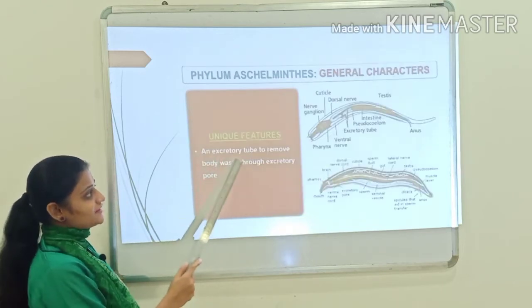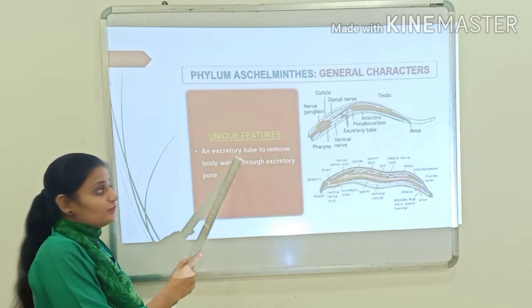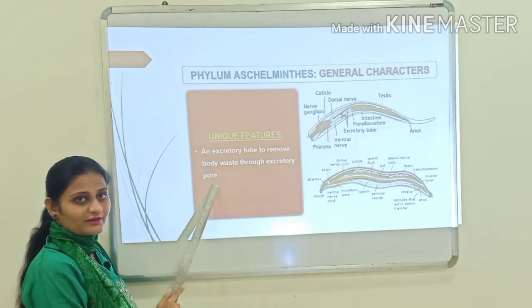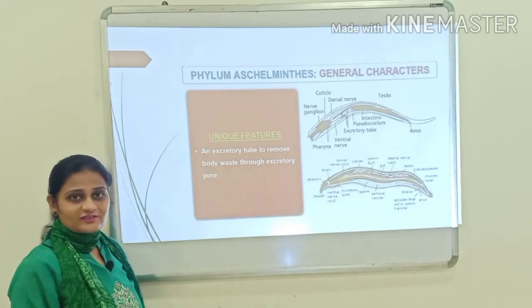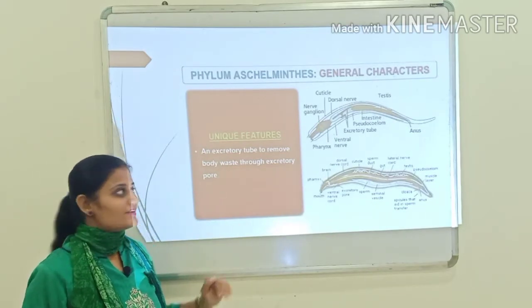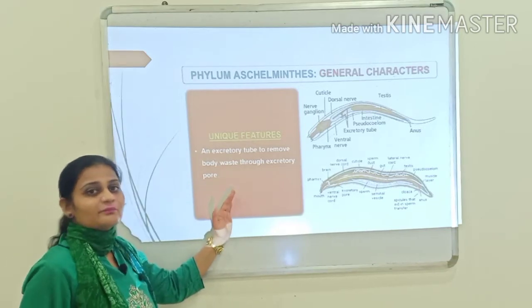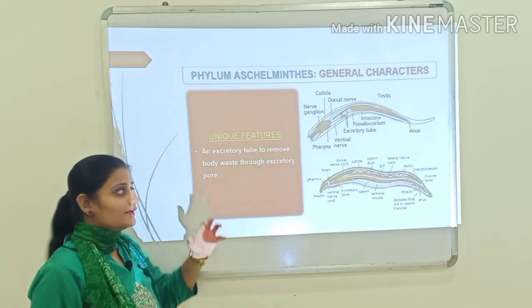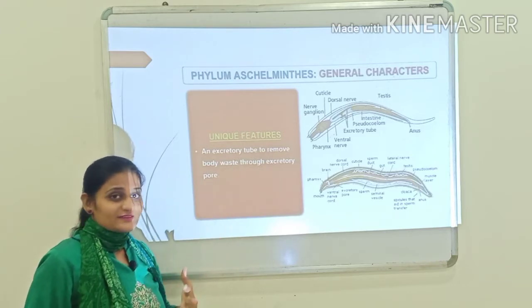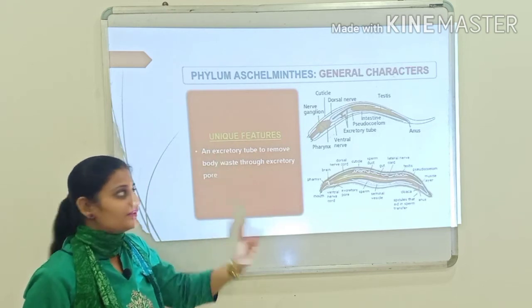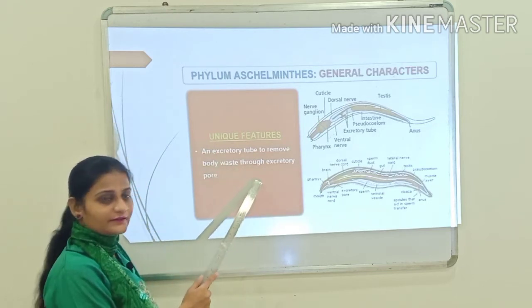Then an excretory tube is present which helps to remove the body waste through the excretory pores, right? These organisms, as we have learned, have an organ system level of organization, so an excretory system is also present, which is tube like, or you can say canal like, and this canal helps in removing the waste outside the body.